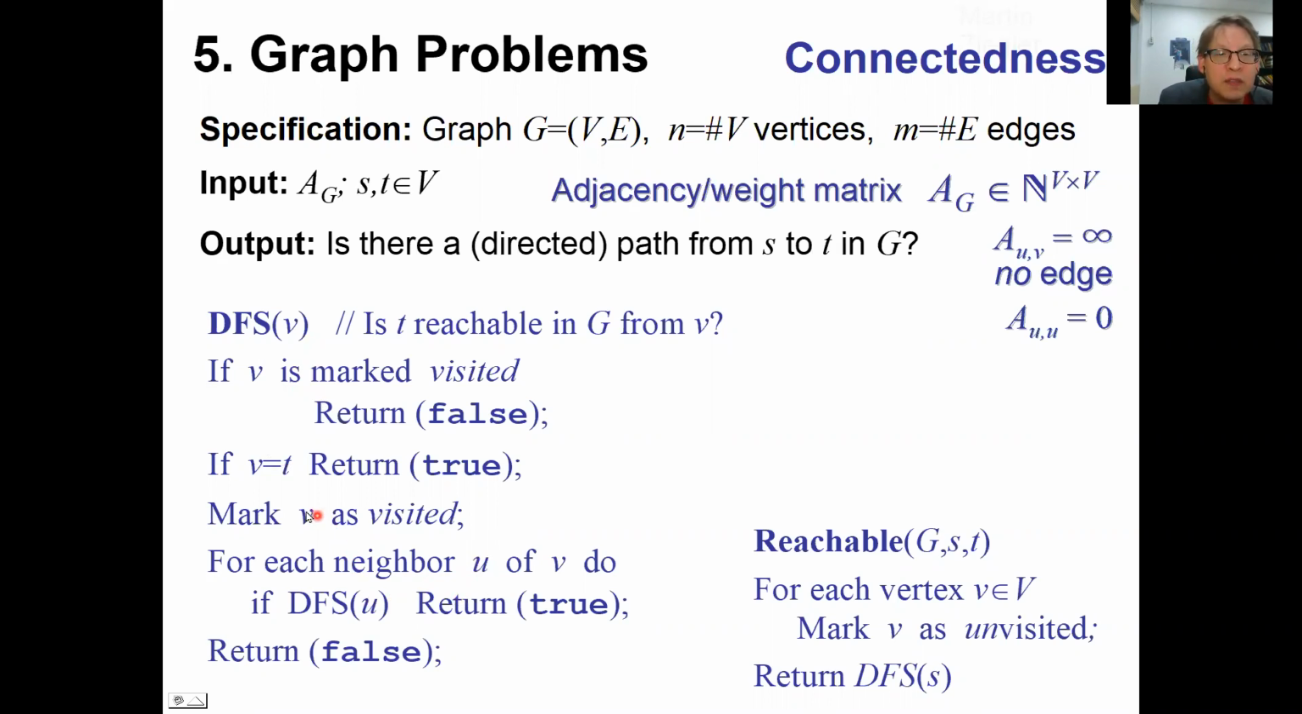So from the current vertex V, since U is a neighbor, U can be reached. And if from U the target T can be reached, then it also means that from V, T can be reached via U. And if from none of the neighbors U, T can be reached, then T cannot be reached at all from the current vertex. So that's the logic behind this simple algorithm, graph traversal.